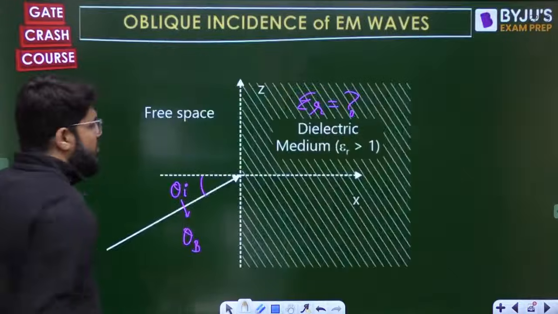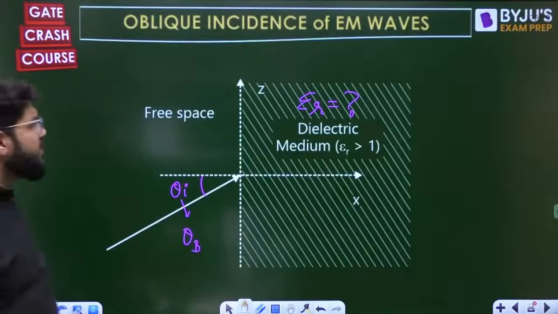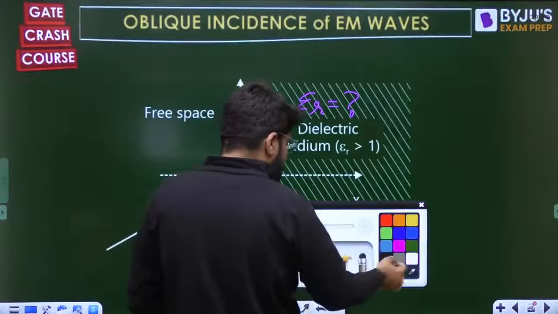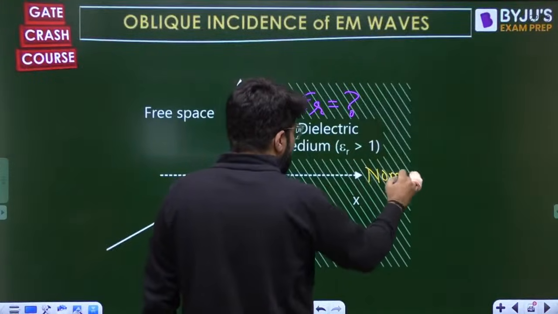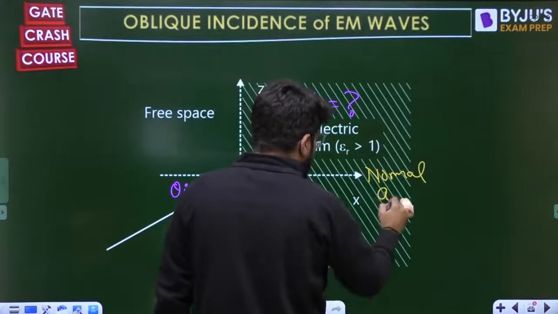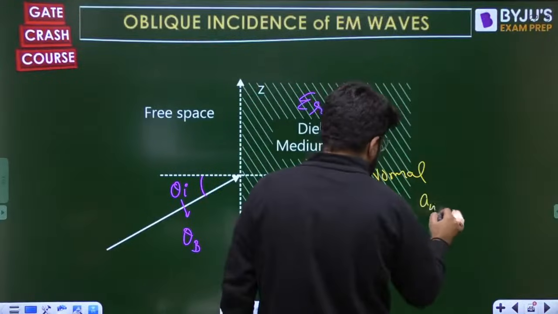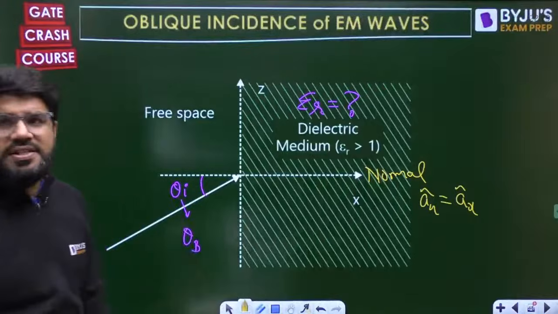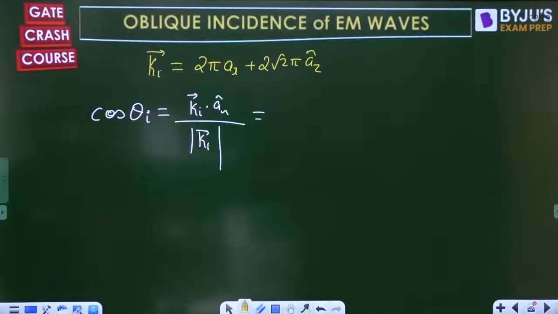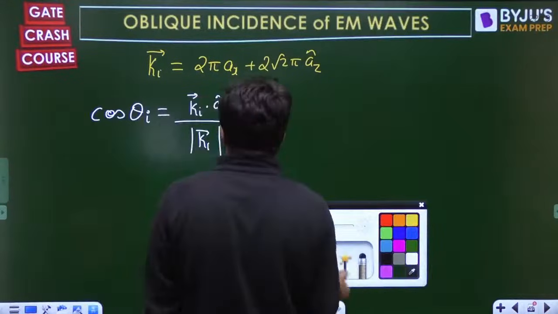What is an cap? What is the unit vector normal to the boundary? Very clearly seen, this is the boundary, and the unit vector normal to the boundary is along x. This is clearly normal to the boundary, and that is along the x direction. It is obviously seen in the picture. Okay, so we will put the values here.